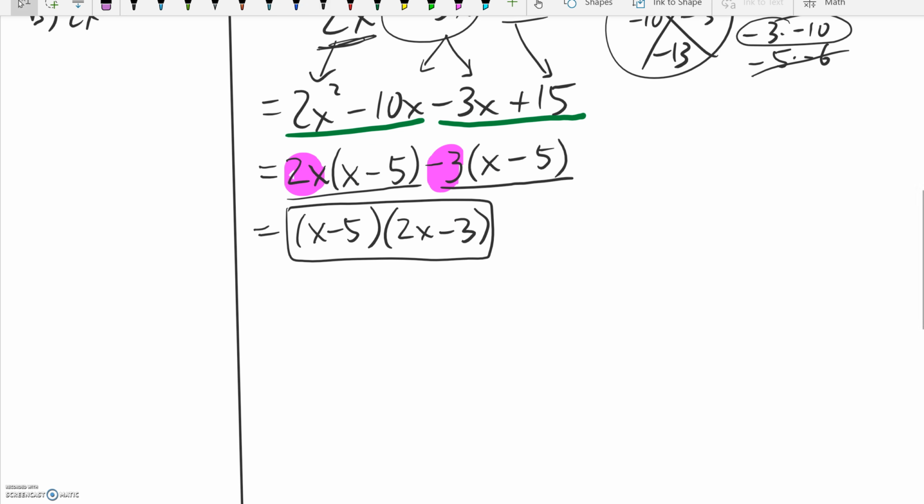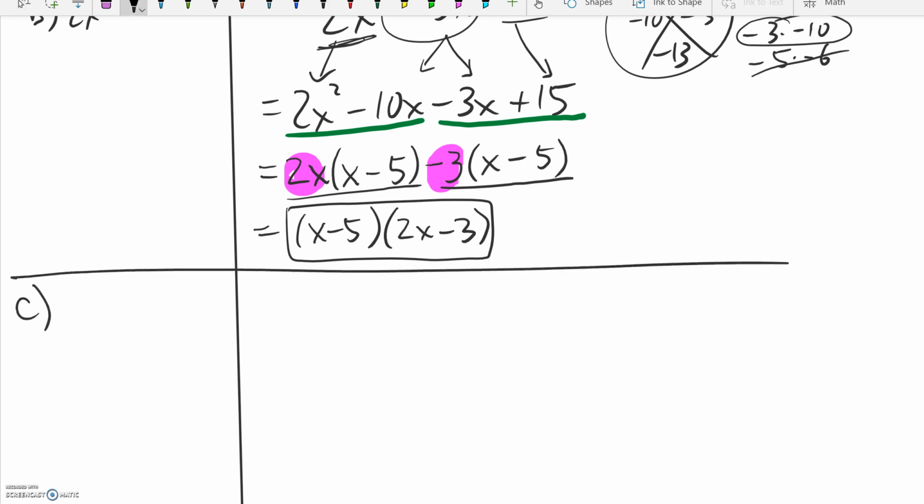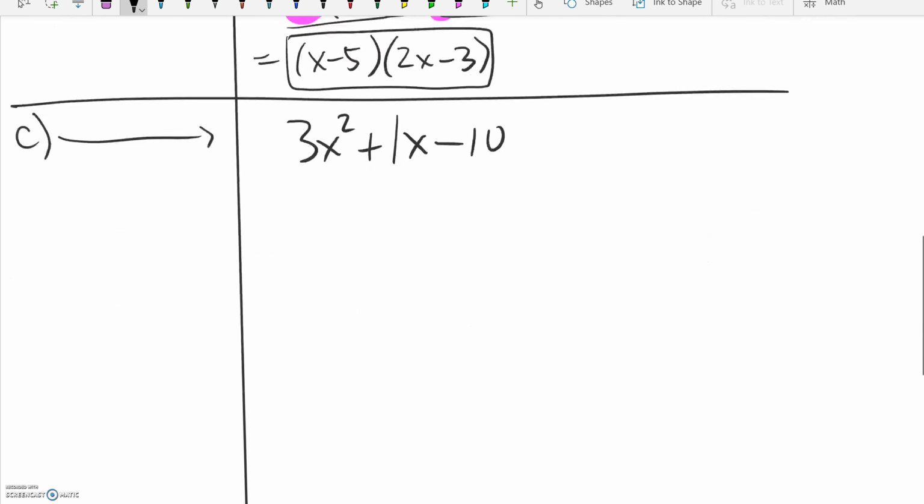All right, here we go, part C. This time I'll go a little bit faster. I'm going to fast forward here. We'll just write it over on the right. 3x squared plus x, and then we got a minus 10. And we'll go ahead and pay attention to the fact there's a 1 right there.